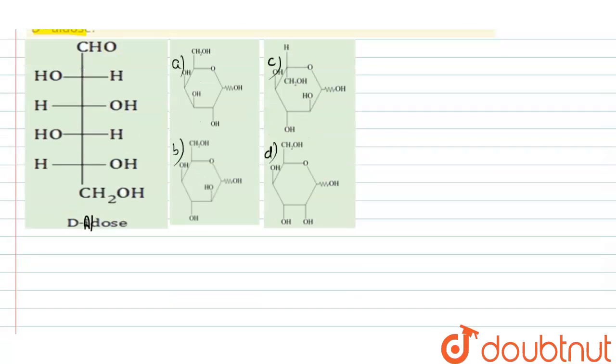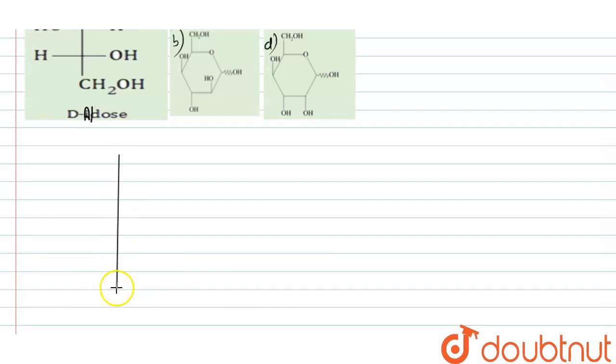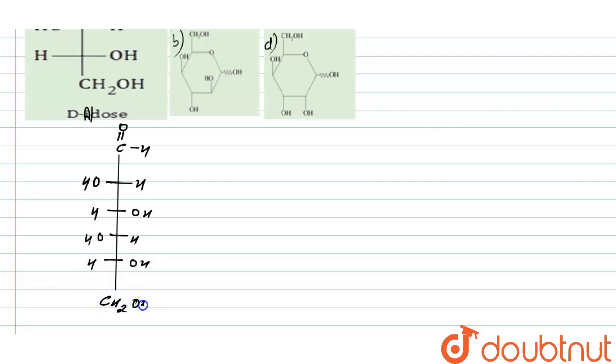So if we draw it over here, we have something like this. At this position we have C double bond O and H. Here the position of OH is left, and here we have H. Now OH is at right and H is at left. OH is at right, H is at left, and here OH is at right and H is at left, and here we have CH2OH.